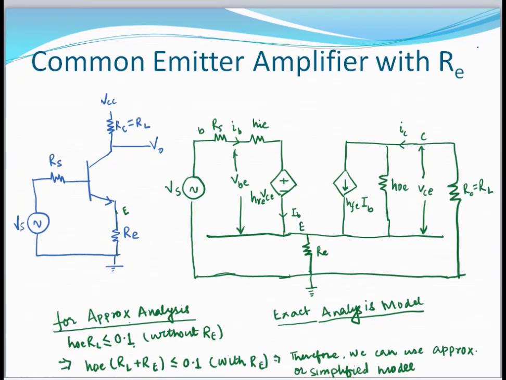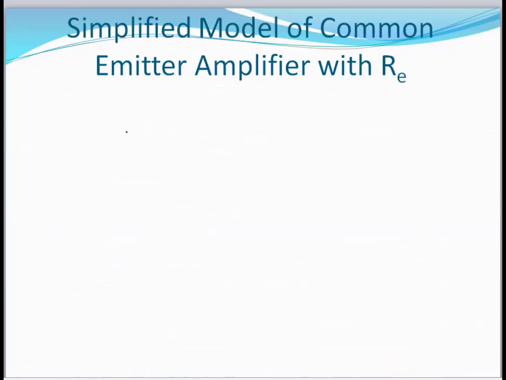So let's draw the simplified hybrid model of common emitter amplifier with RE. For this we have to short the voltage control voltage source and this HOE will be removed, then we will get the simplified hybrid model of the given circuit. So let's draw. What should be the error here? The error would be less than 10%.